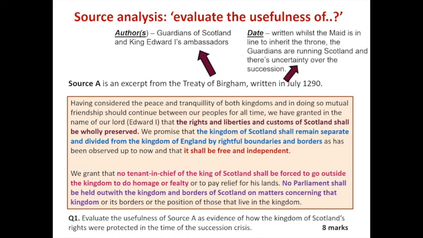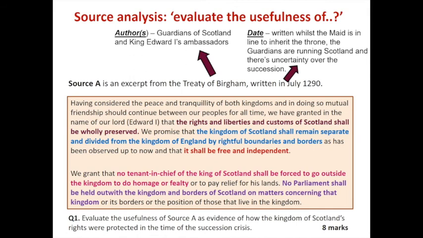Next, we're looking at the date. Why is that date significant? So it's telling us the date, but it's up for us to work out why that's useful or not. So in this case, noting it down again, we would say that the July 1290 is written while the maid is in line to inherit the throne. The Guardians are currently at this time still running Scotland, and there's some uncertainty over the succession.